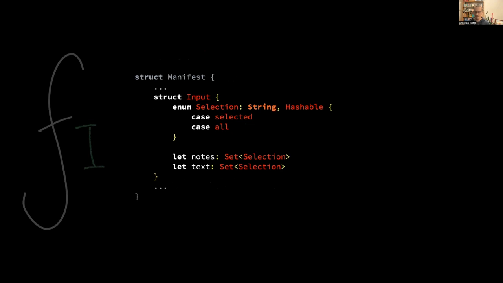So if we look at the inputs, that's again the input function, but it's the declaration of the expected input functions. It's basically saying this plugin needs, for example, access to all nodes or to the selected text. It can also declare that it wants all nodes and the selected nodes, and all text and the selected text.